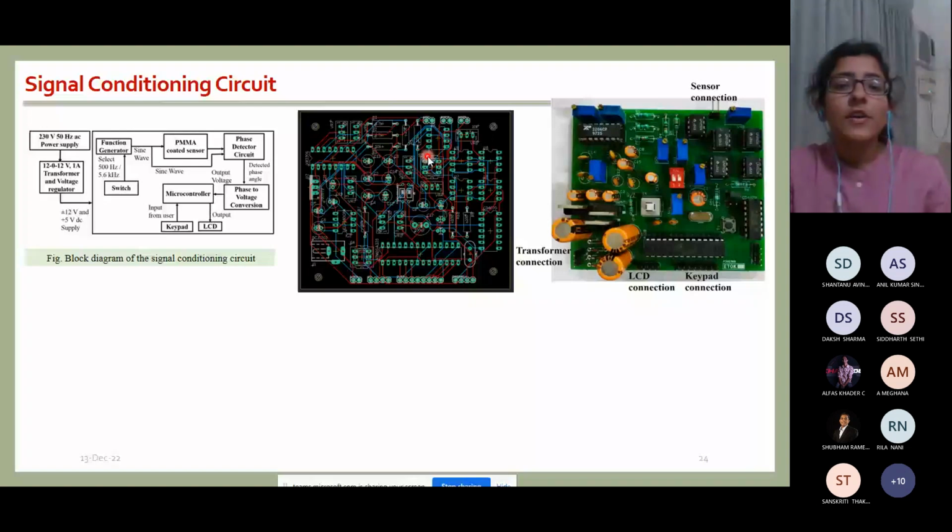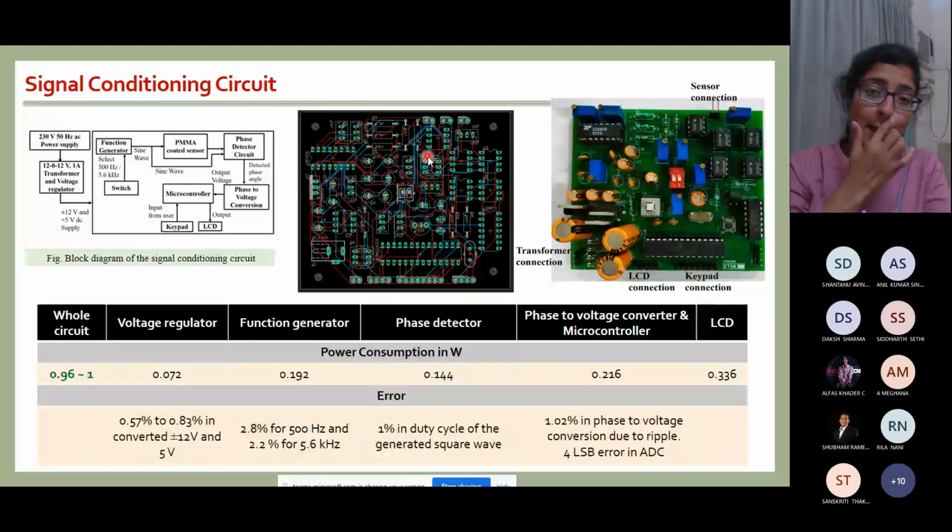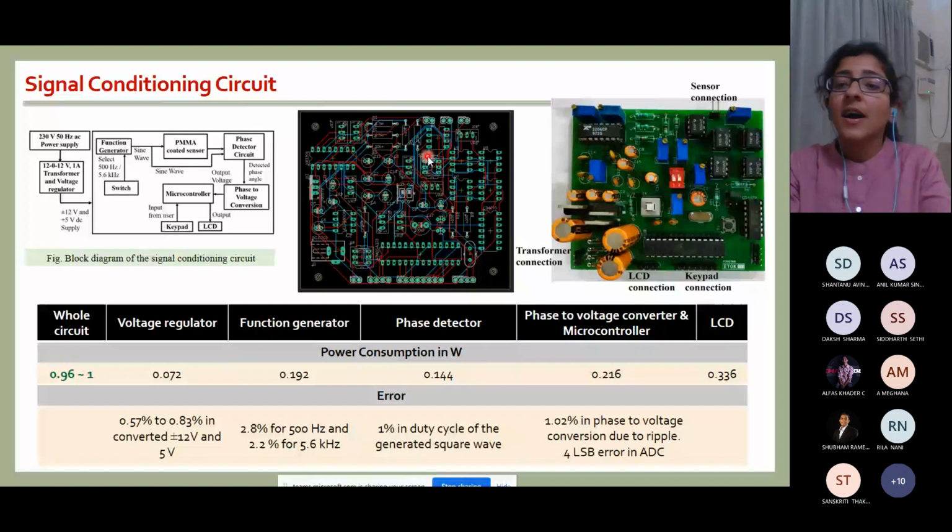For this PCB design, different softwares are there. I have used the Eagle software, and this is the first prototype, the first PCB design for that. Also, as I was telling earlier, we need to check the power consumption of this whole circuit. After the PCB design, because on the breadboard you can find connection problems or something, we found that it is taking around 1 watt of power.